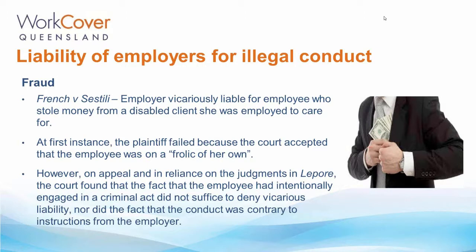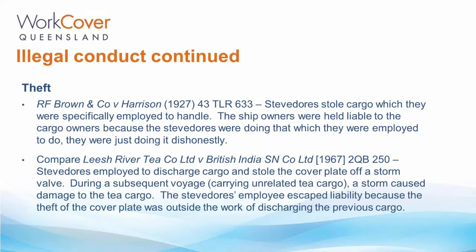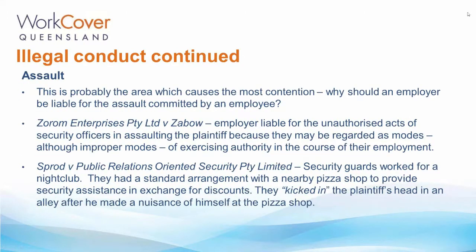You can compare that decision to Leash River Tea. Again, it involved stevedores, who were employed to discharge a cargo. Instead of stealing the cargo, they stole the cover plate of a storm valve on the ship. During a subsequent voyage, which was carrying unrelated cargo, a storm caused damage to that cargo because the storm valve was missing. In that case, the stevedores' employer escaped liability because the theft of the cover plate was outside the scope of work of discharging the previous cargo. So it's a fine line, but the courts will really closely examine that sufficient connection with the employment.